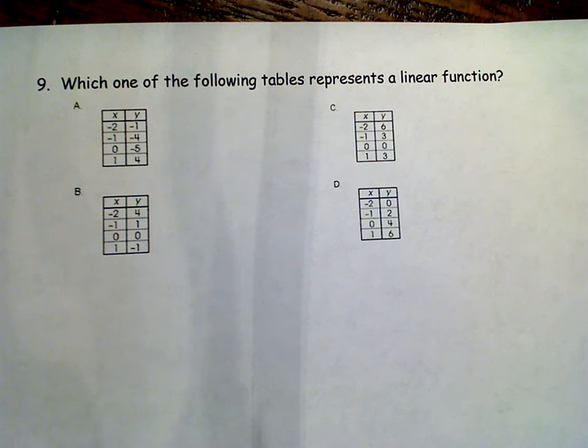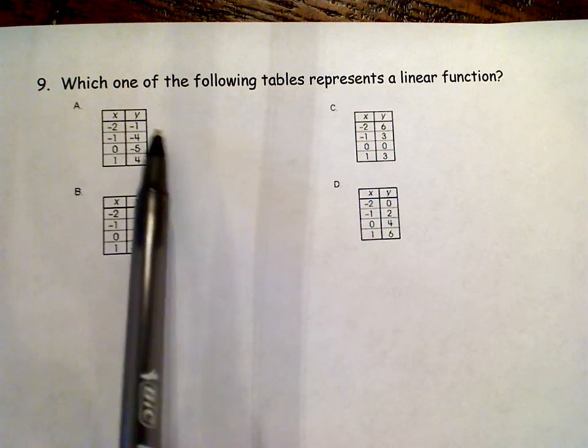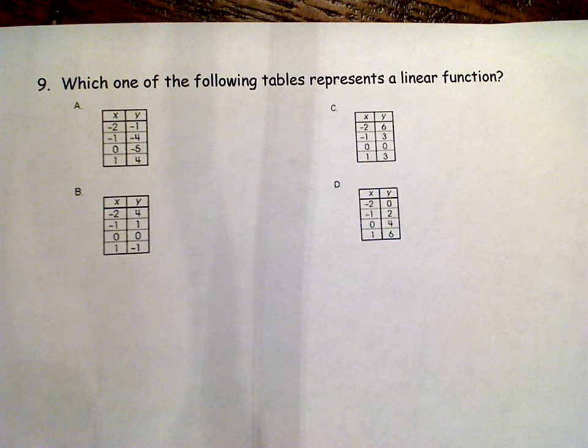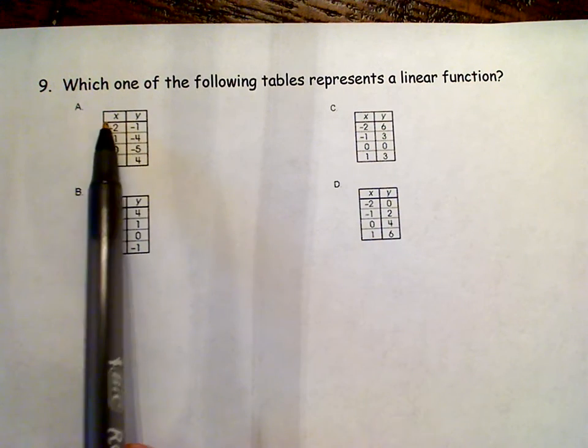Number 9, which one of the following tables represents a linear function? If you'll remember back from algebra, a linear function has to have a constant change. So your x's have to increase or decrease by the same amount, and your y's have to increase or decrease by the same amount. When I look at all these tables, the x values are all increasing by 1.